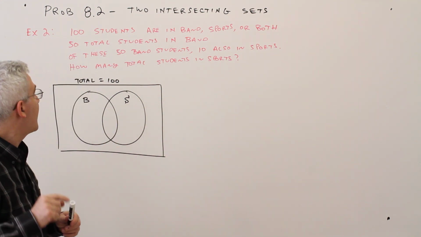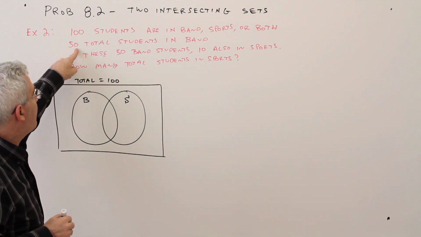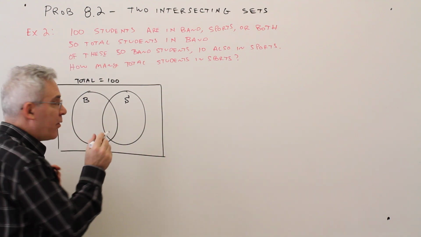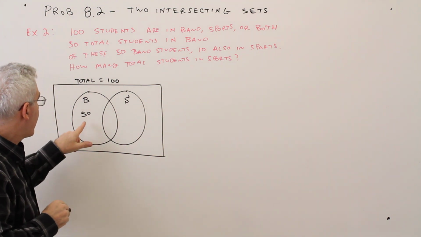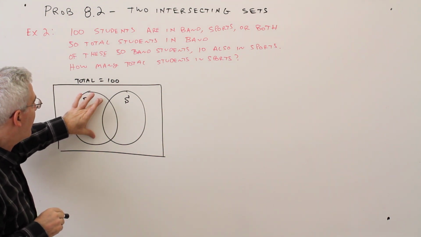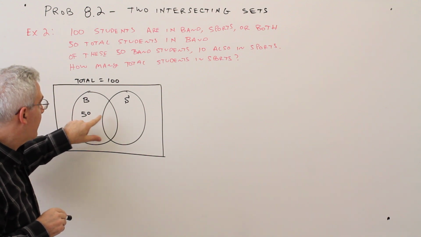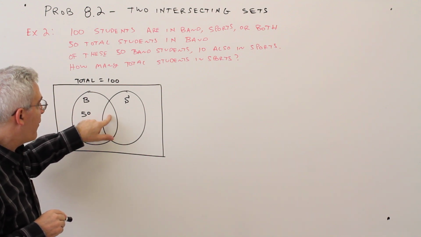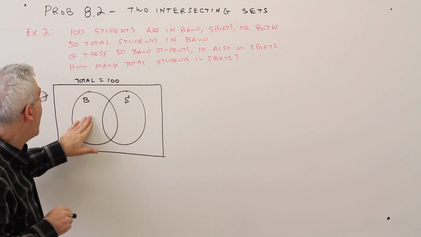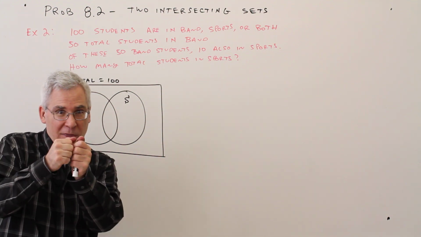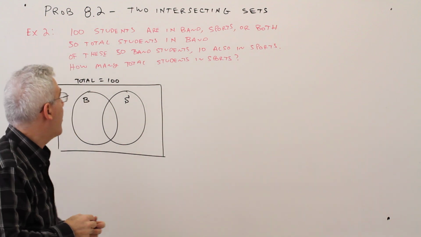Now here's a common mistake. Students read 50 total students in band, and they put 50 there. Don't do this. That's incorrect. If I put a number there, it means students that are only in band. Since some of them are in the overlap, that 50 represents that whole circle. So do not do that. It's best to start at the inside and branch your way out.